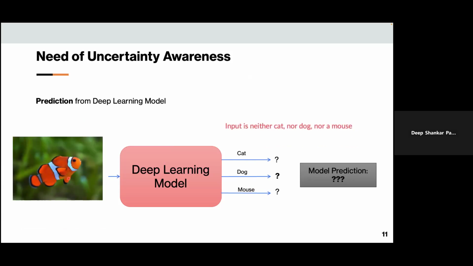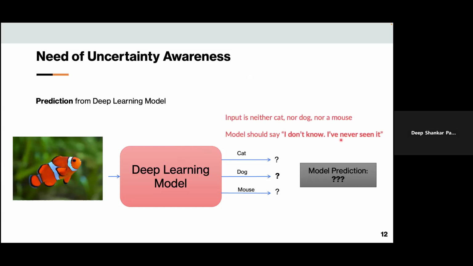Another case could be the input is neither a cat, nor a dog, nor a mouse, maybe a fish image. So the model has never seen such images, and basically the model should say it's neither cat, nor dog, nor a mouse. It should basically say, I don't know. I have never seen such inputs. But the deep learning models are limited in being able to express whether they are confused or they don't know. That is, they are unaware of their lack of knowledge.